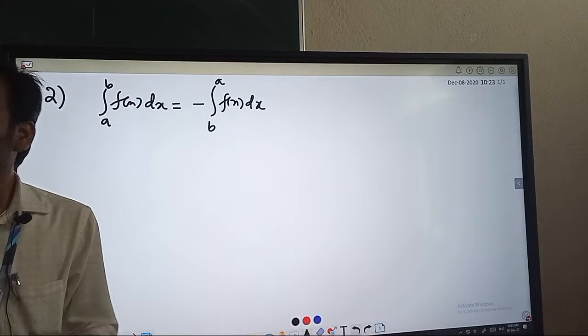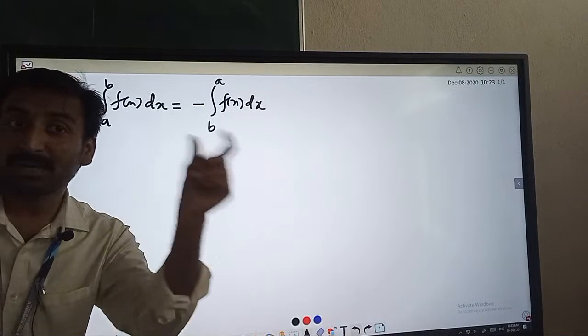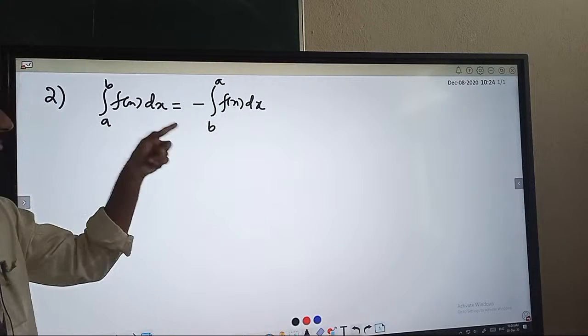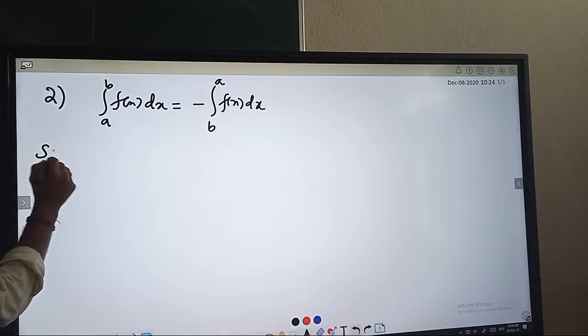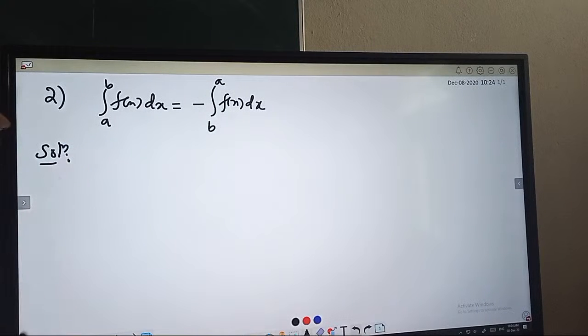How? Because in the final answer, what do you do? Upper limit minus lower limit. Here, what happens? Lower limit minus upper limit will happen. Correct, no? Yes. Solution for this part, very simple. It is very, very simple. Now look at this.